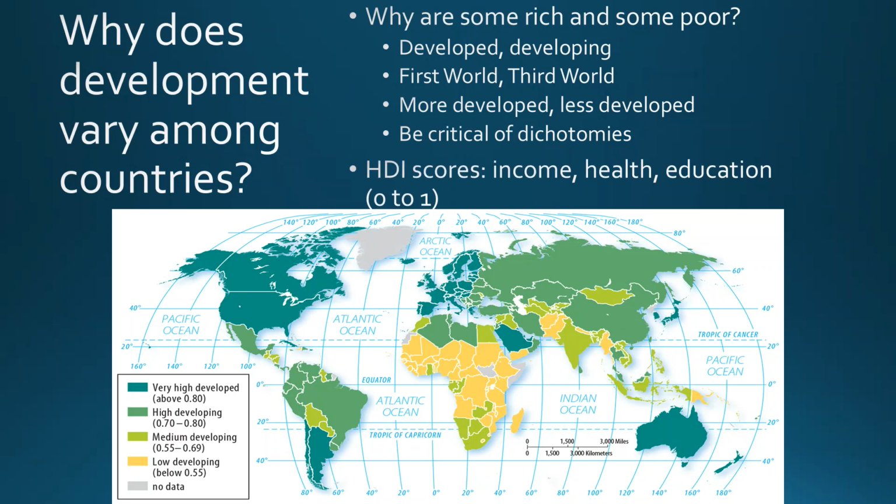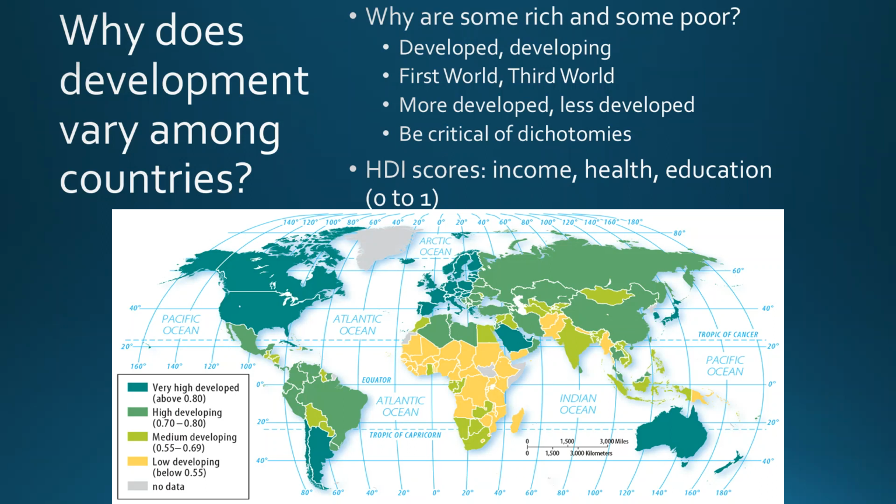The UN uses something called the Human Development Index, which scores things like income, health, and education on a score from 0 to 1, 1 being perfect. Nobody has a 1. Some come pretty close, some of the Nordic countries and Japan. You can see on this map the United States, Canada, lots of Europe, and Australia are very highly developed, versus poorer countries like those in sub-Saharan Africa and parts of the Middle East and Asia, which rank lower on the Human Development Index.